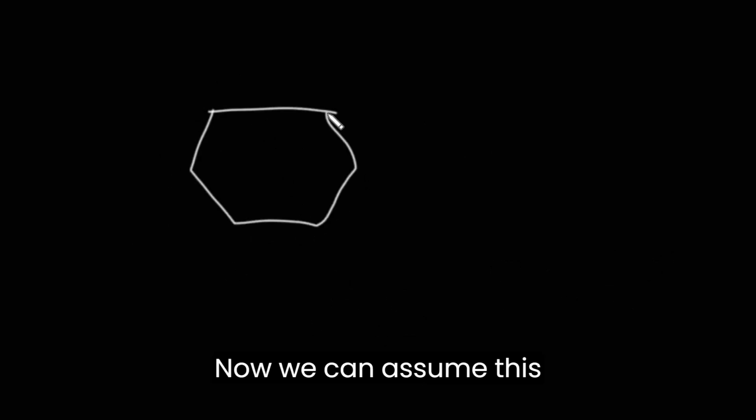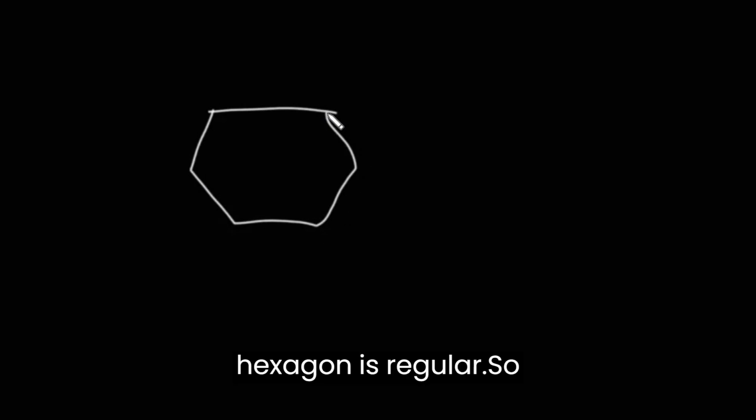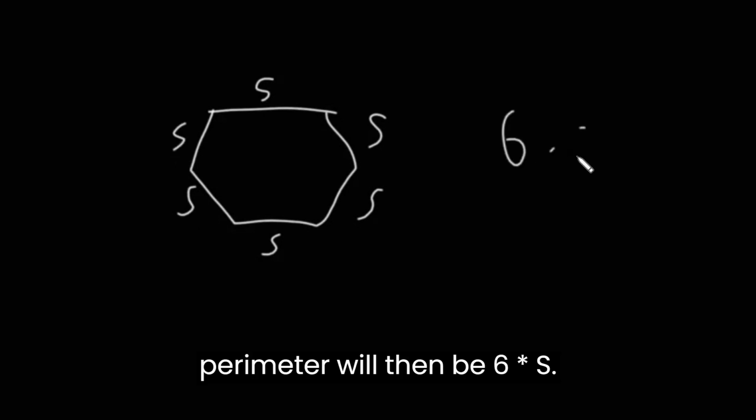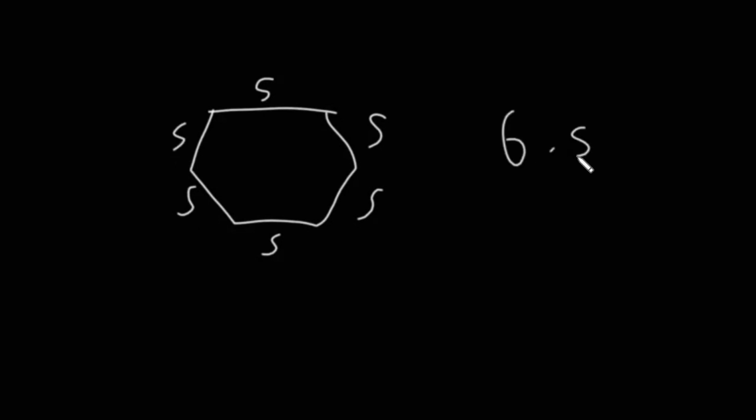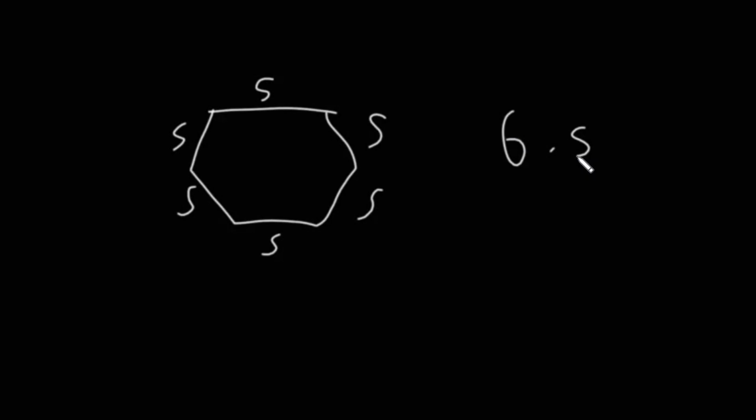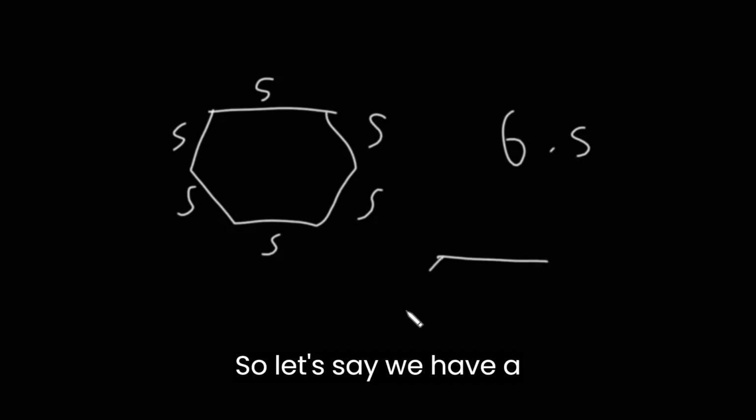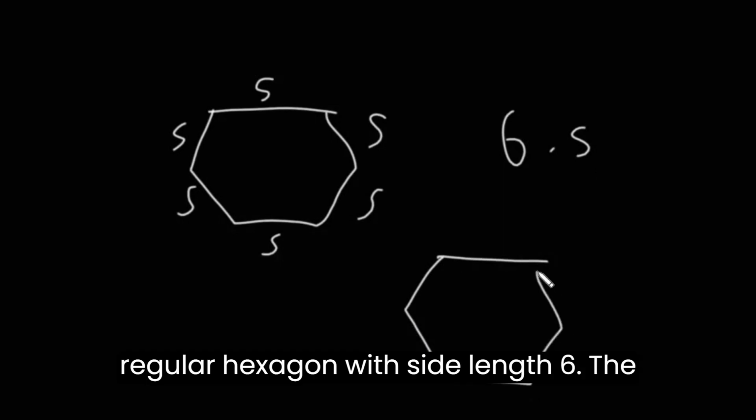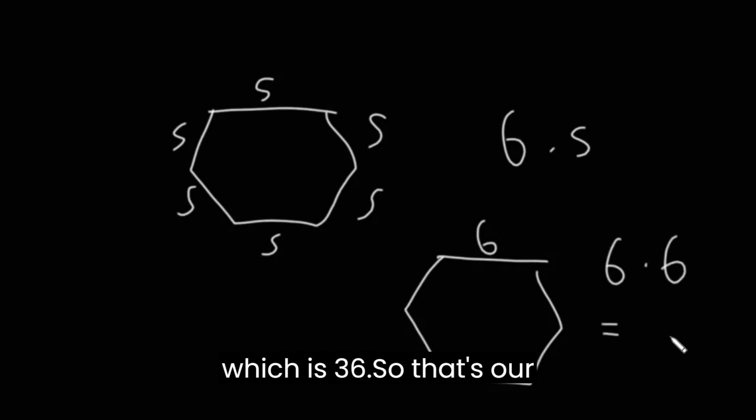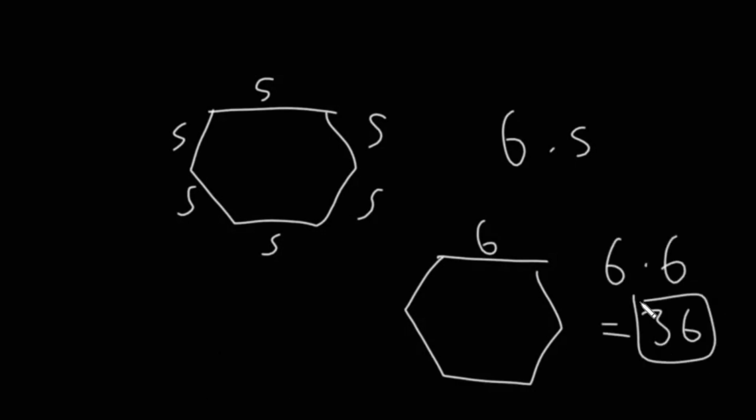The next shape that you're going to need to know is a regular hexagon. Now, we can assume this hexagon is regular. So all the sides will be S. The perimeter will then be 6 times S. Now, if all the sides are different, you just have to add all of them up. So, let's say we have a regular hexagon with side length 6. The perimeter will then be 6 times 6, which is 36. So that's our final answer.